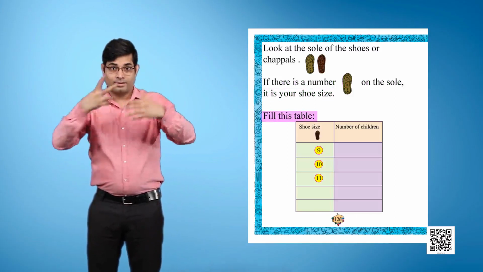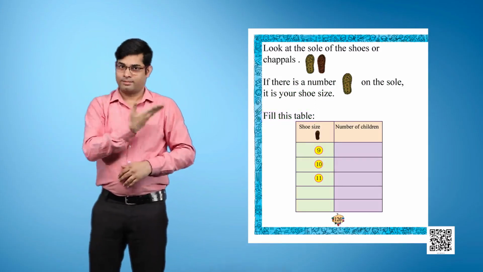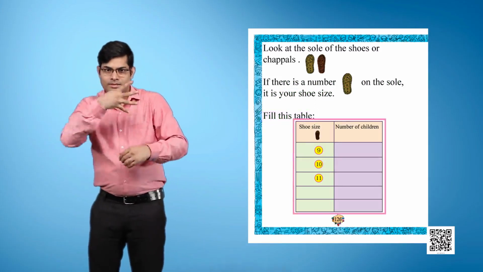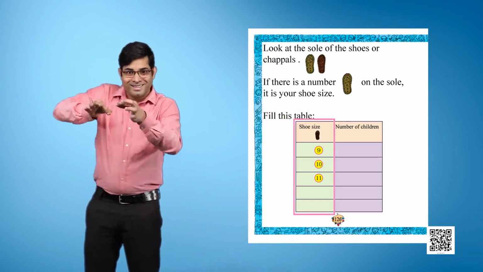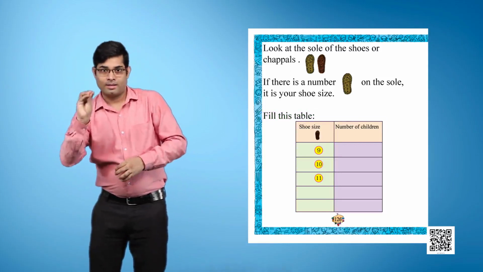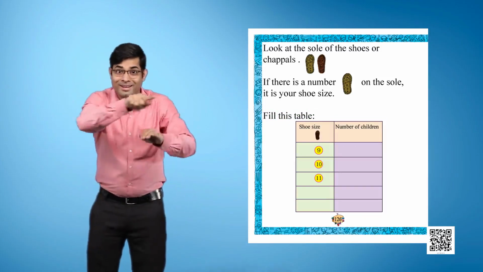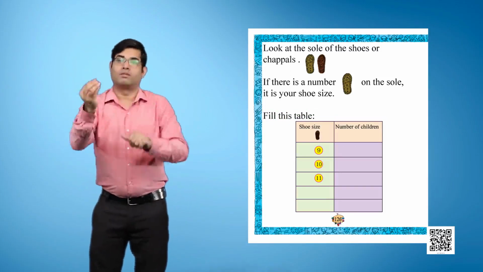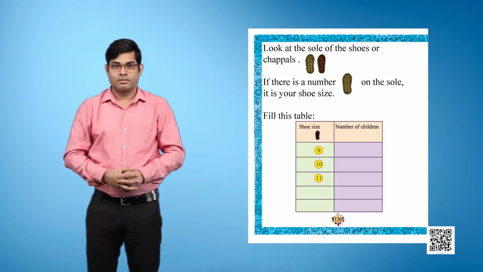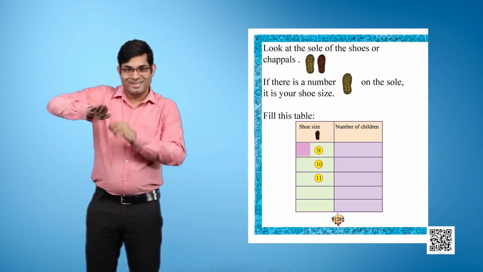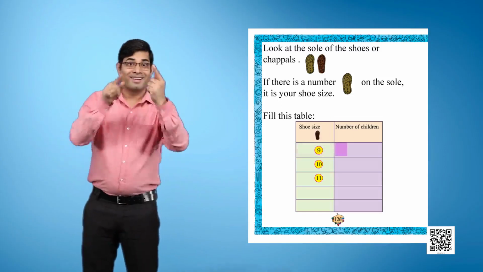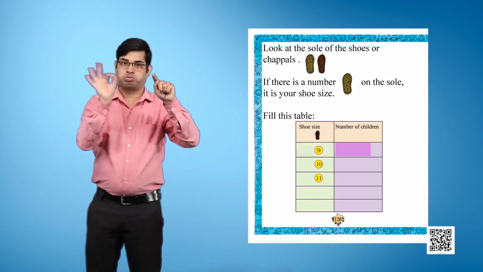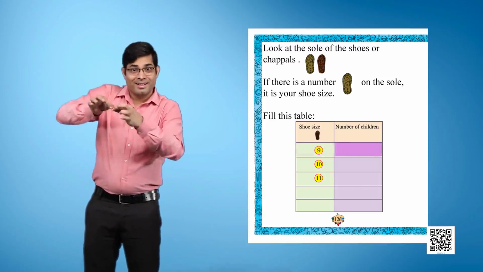Fill this table. Table has two columns. Column 1 is for shoe size and column 2 is for number of children. Row 1. Column 1 has shoe size number 9. Column 2 has empty space for writing the number of children having shoe size 9.